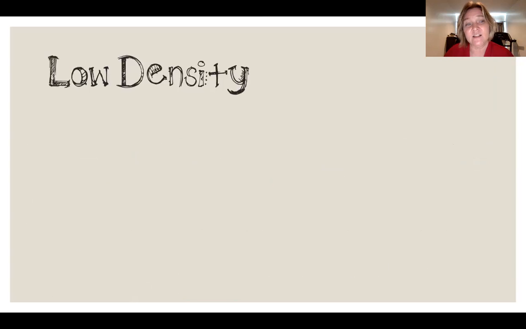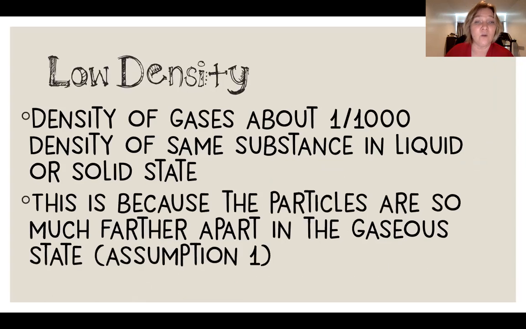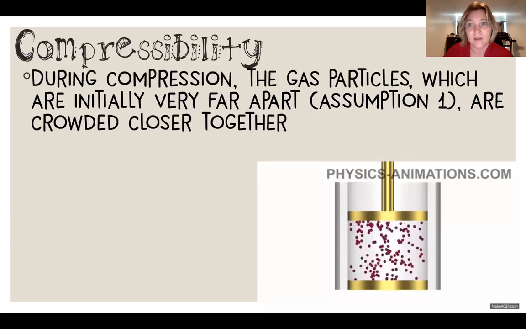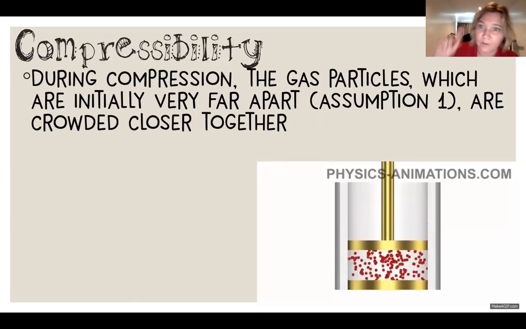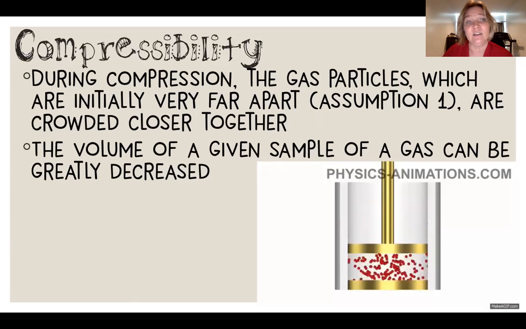The next property is low density. Like I said, gases are about 1/1000th of the density of the same substance in liquid or solid form. And this is because of assumption number 1, tiny particles that are really far apart. And then that rolls into the next property, which is compressibility. During compression, the gas particles, which are initially very far apart, assumption number 1, are crowded closer together. So the volume of a given sample of a gas can be greatly decreased.